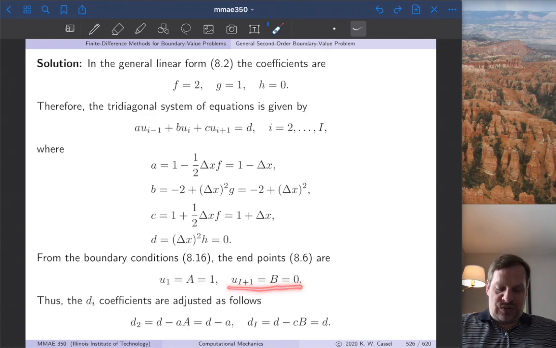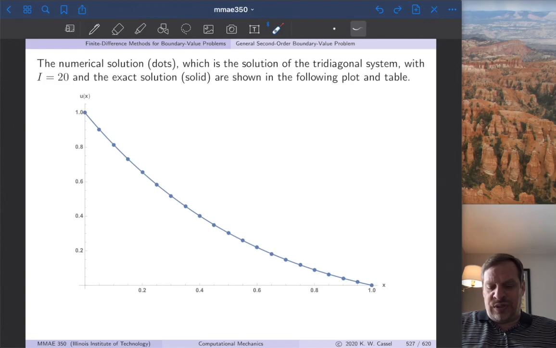So as we did in the extended fin case, all the stuff that we know goes on the right. Because we know u1 and u I plus 1, those get moved over to the right-hand side, and therefore they go in the d. So here for d2, we end up with d minus a. For d capital I, we end up with d minus c, which is just d. So here's an example of a numerical solution for that problem. The numerical solution are the dots.